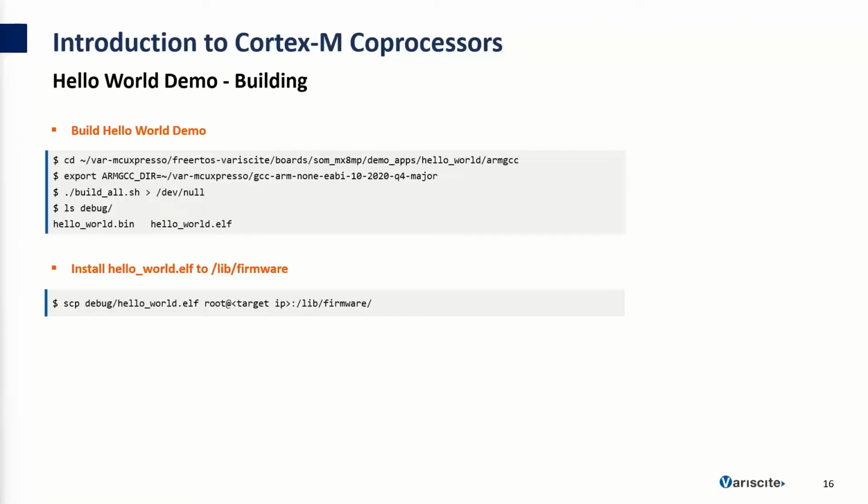Next, we need to install hello world.elf in the /lib/firmware directory on the target device. In this example, we'll use SCP to transfer the file, but you can also do this using a different method, like using a USB or SD card.